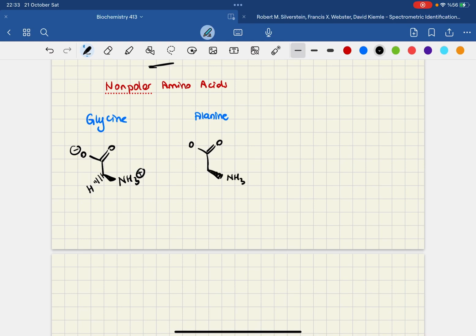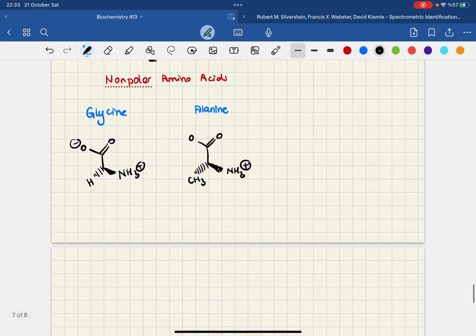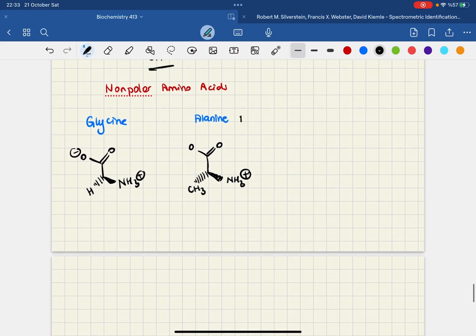Alright, we have NH2, NH3 plus, and then we have a methyl group attached. With a methyl group attached, we have alanine, which is abbreviated as ALA, and glycine is abbreviated as GLY. And then we have valine. So what about valine? What can it be, one step more complex than alanine?